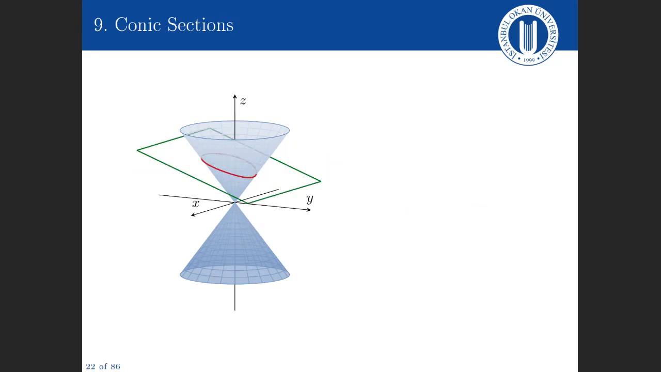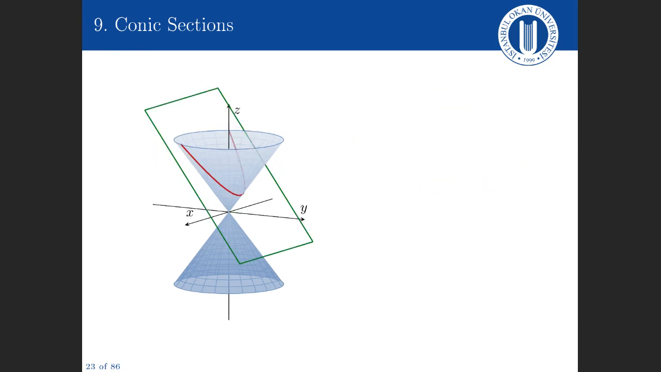But what if instead of cutting horizontally, I cut at an angle? Then the shape we get when we cut like this. Imagine moving a knife in the direction of the green plane, or imagine looking at the intersection of the green plane and the blue cone. We get a curve which is called an ellipse.